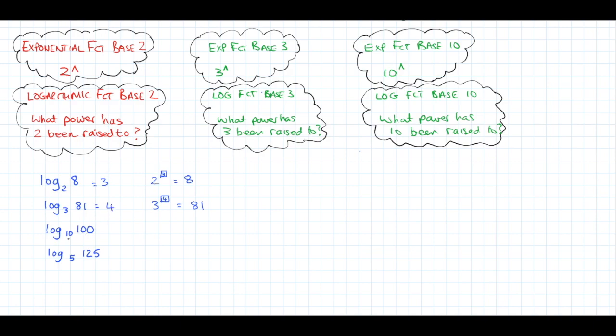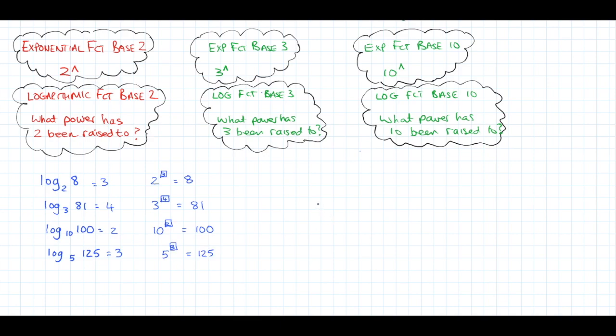Here, log 100 to base 10, now it's base 10. So what power has 10 been raised to? 10 to what power is equal to 100? It's 10 to the power of 2, 10 squared. So that value there is equal to 2. This one here, log 125 to base 5. What power has 5 been raised to? 5 raised to what power gives us 125, and it's 5 to the power of 3. So that value equals 3.